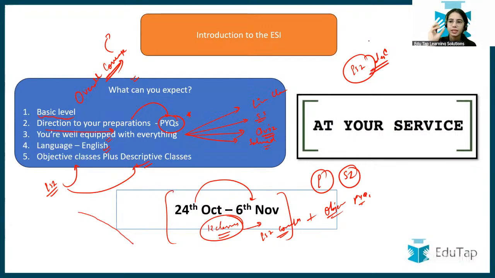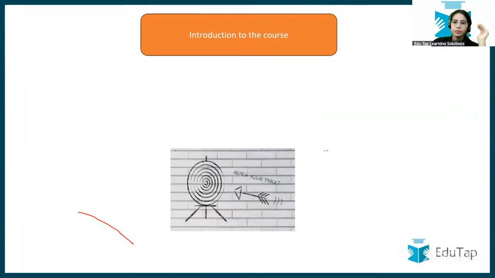Because in ESI descriptive, it is not only static. You have to mix the static knowledge with your current affairs knowledge, okay? So ESI descriptive classes will be separately conducted, so that you have a good hold over descriptive answer writing. This is the idea. Any confusion anyone has till now?